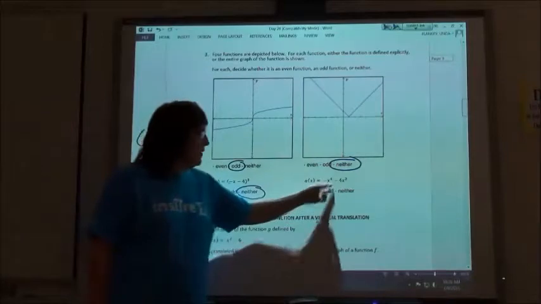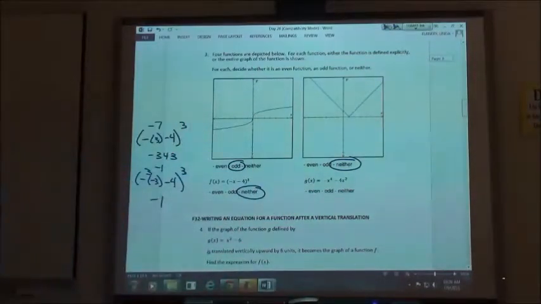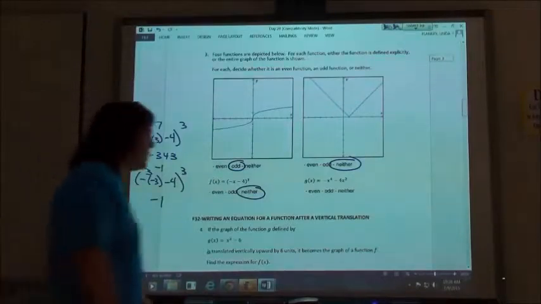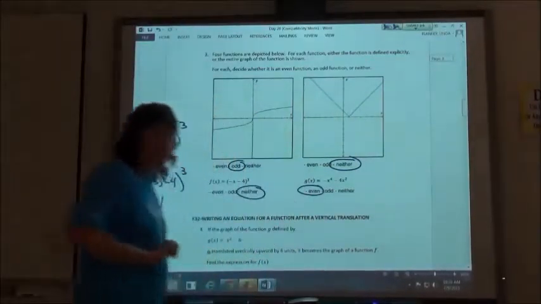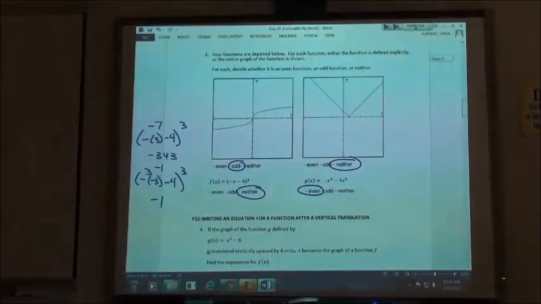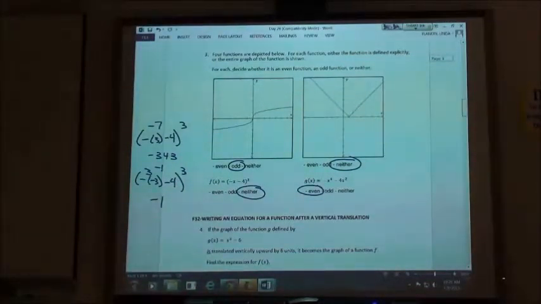And the last one, even, odd, or neither? Even. Both of my exponents are even numbers. And I don't have any parentheses or weird stuff in there, so I can just look at my exponents.